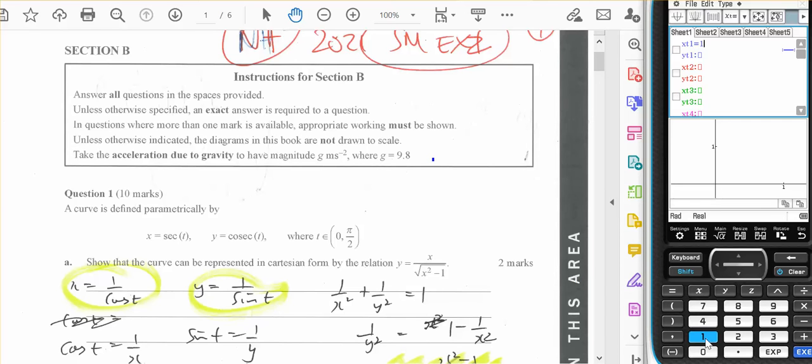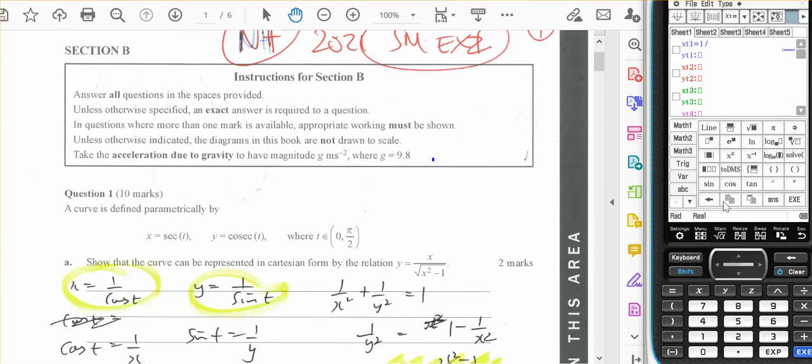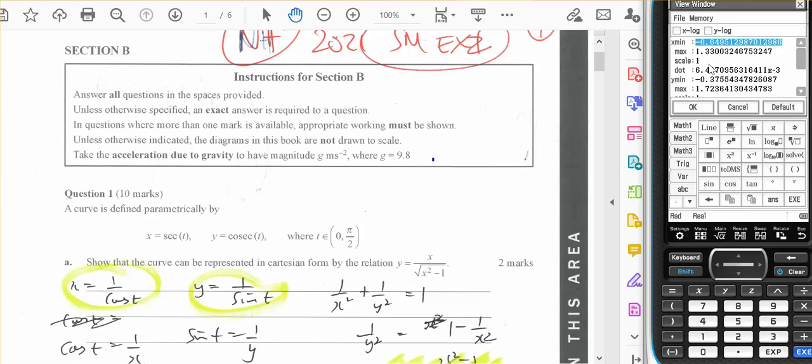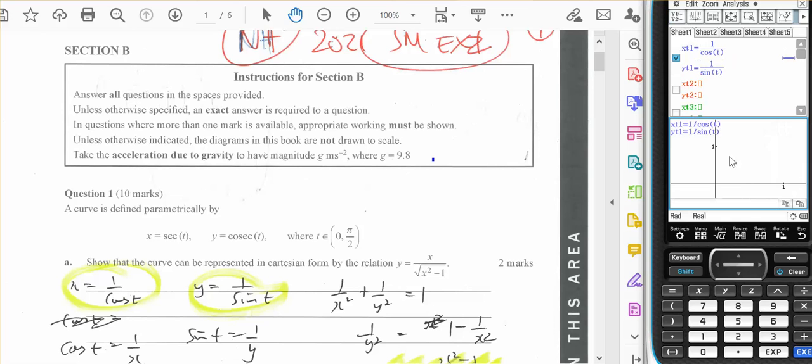So 1 divided by cos of t, and in Maths 2 I find a t, close bracket, and the y value is cosec, so 1 divided by sine of t, close bracket, enter. In my window I start with the x's and then the y's, and the t's go from 0 to pi on 2. If I come down I can see this goes from 0 to pi divided by 2. Okay, and now I can graph it and see what my graph looks like.